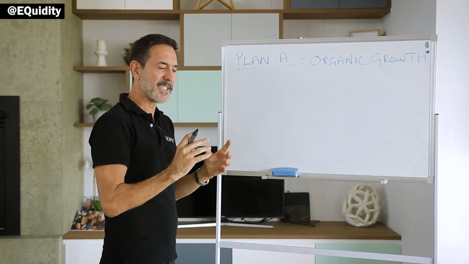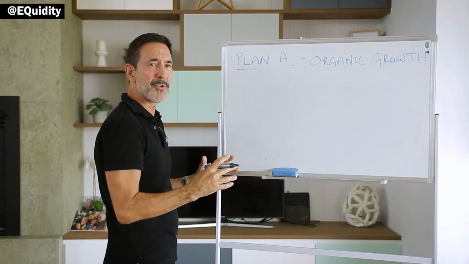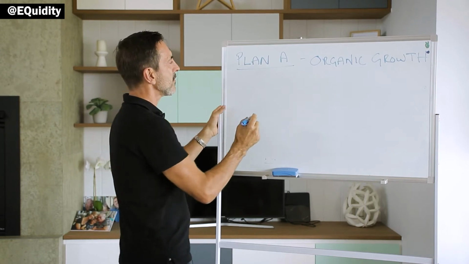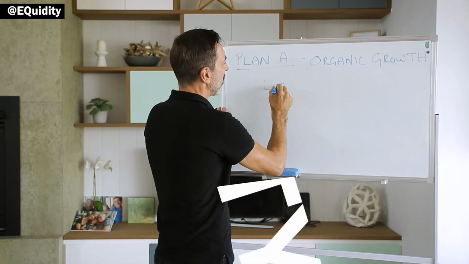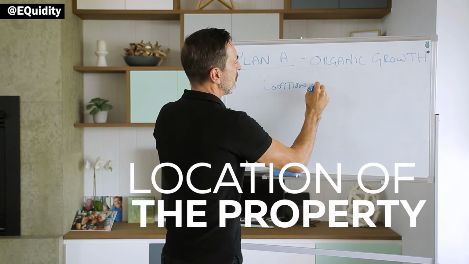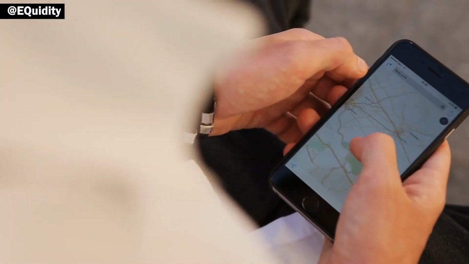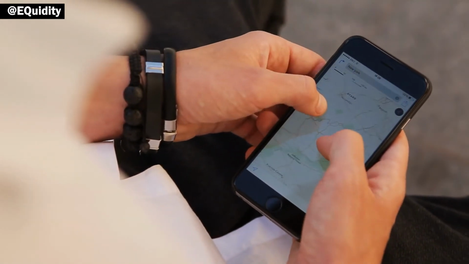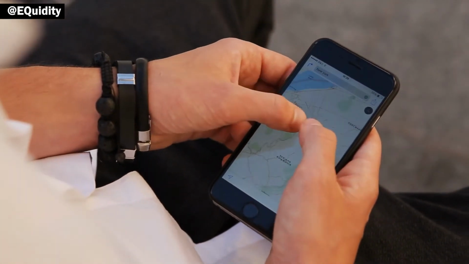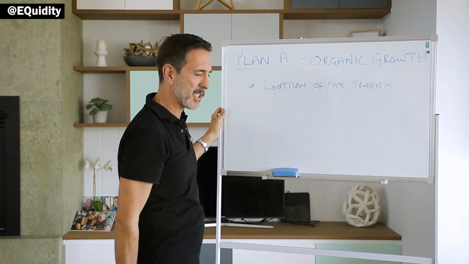So how do we do that? How do we find an asset which is positioned to outperform the averages for capital growth? Well, the main thing about it really is the location of the property. So the location is key. The right location is going to outperform the averages. The wrong location is going to underperform the averages. So what is the right location and where should we be looking to buy?